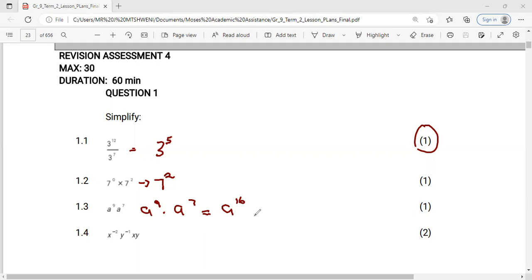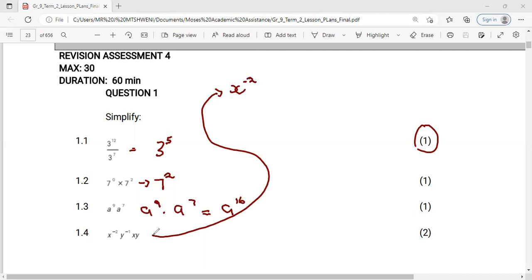We get 16. Yeah, that's what we will get. Now here's the one that is a little bit tricky. It wants you to know how to deal with the negative integers. Now remember, when it comes to exponents, can I just write this here, because maybe it's not clear to others.